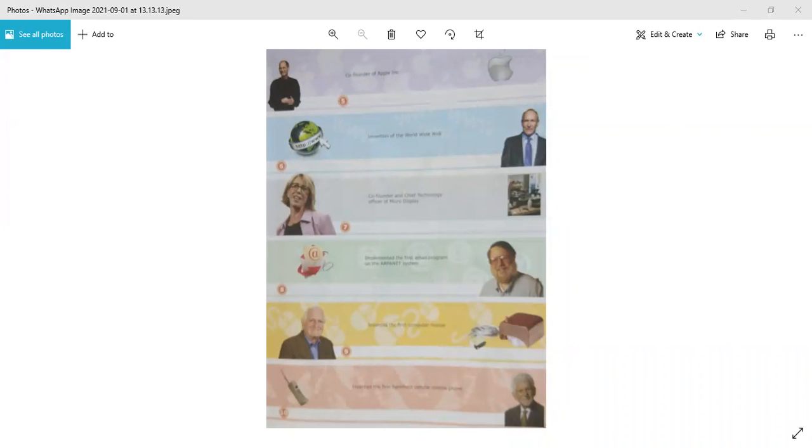And who implemented the first email program on the ARPANET system? It was Ray Tomlinson. And who invented the first computer mouse? That great computer scientist was Douglas Engelbart. And who invented the first handheld cellular mobile phone? We should be very thankful to that person. That is Martin Cooper. So, bache, learn all these names by heart and do written practice.